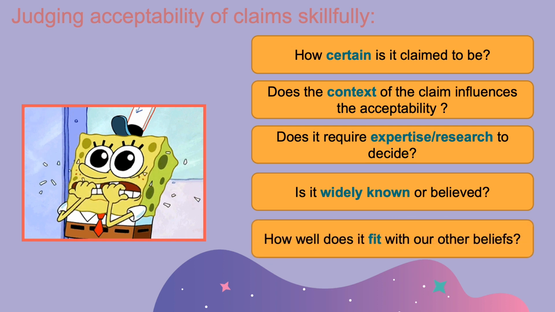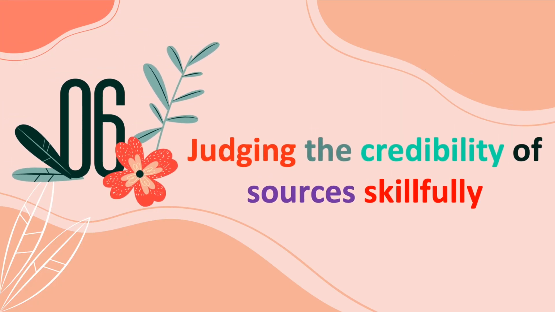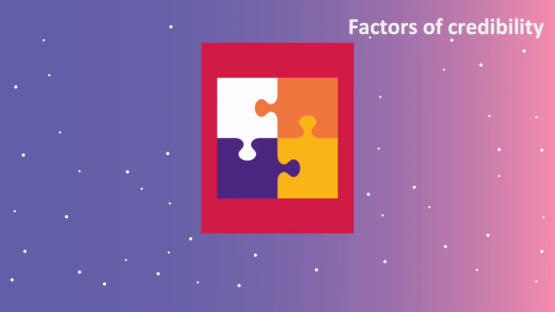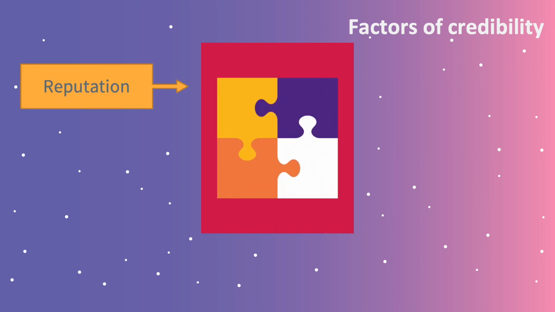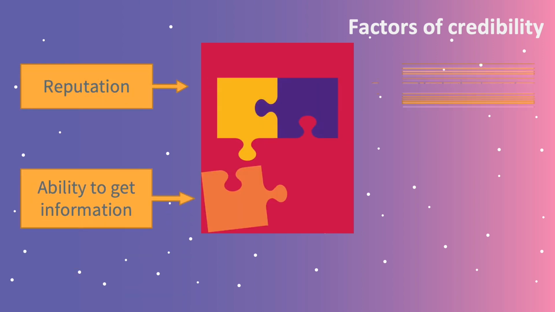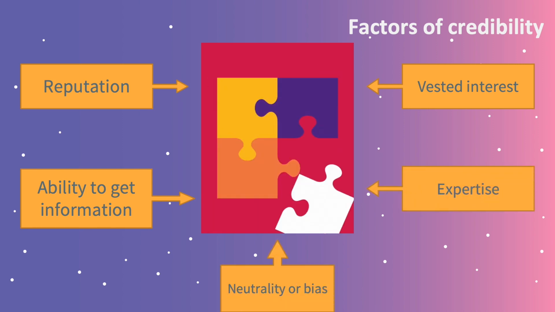The fourth question is, are the sources that we find trustworthy or not? To explain further, we will now move to the next point: judging the credibility of sources carefully. There are 5 factors of credibility that we might use in the judgment to support our sources, which are reputation, ability to get information, vested interest, expertise, and neutrality or bias.